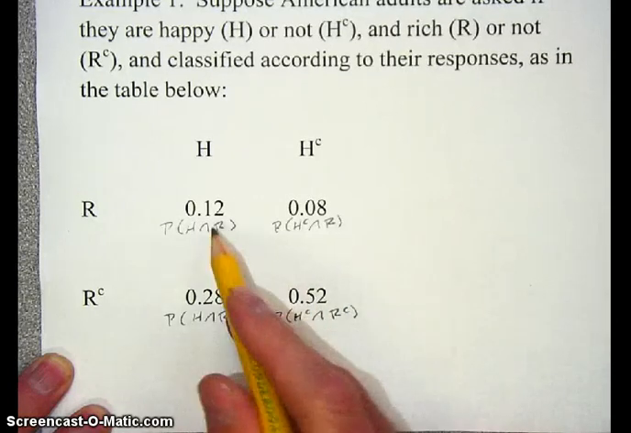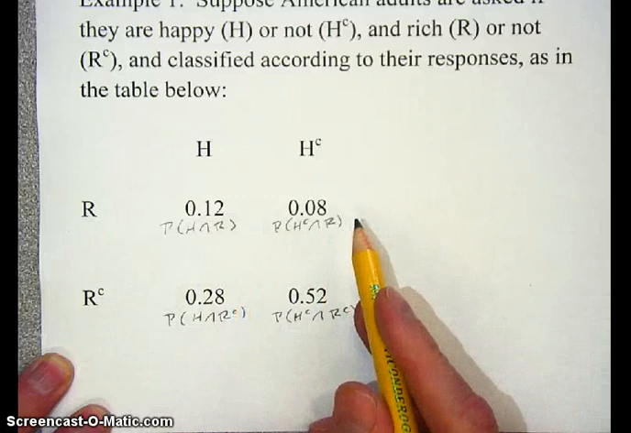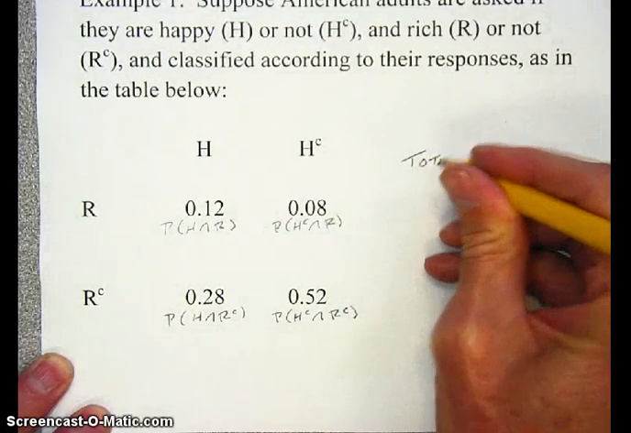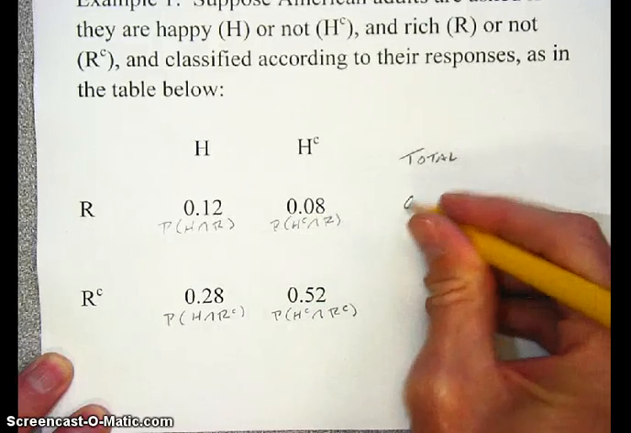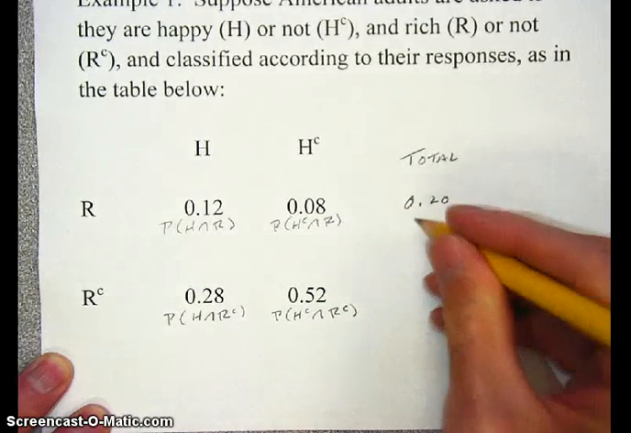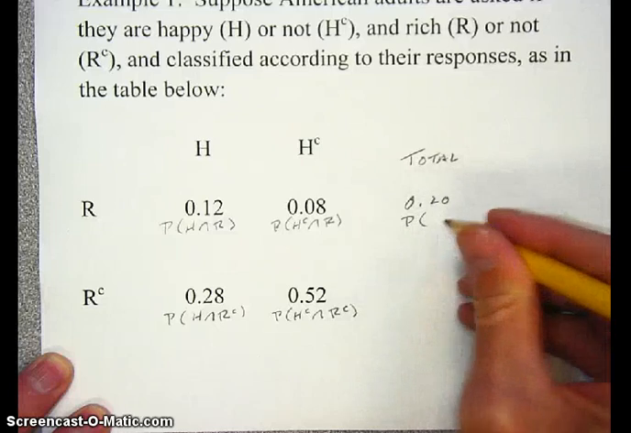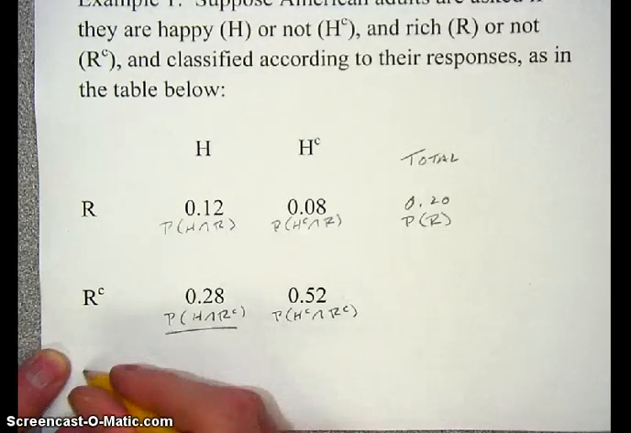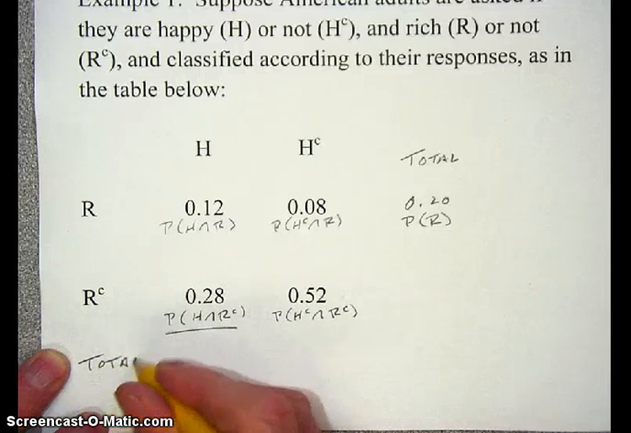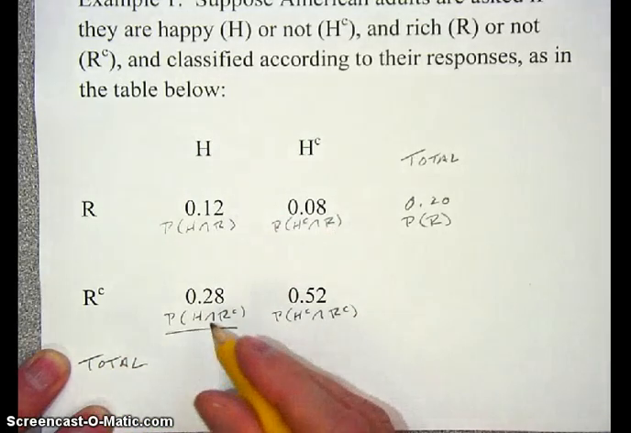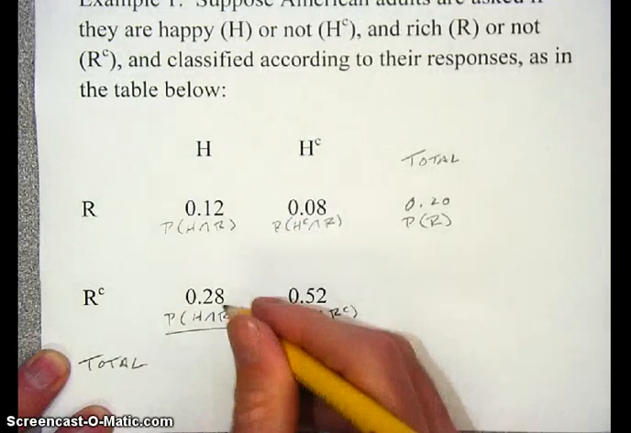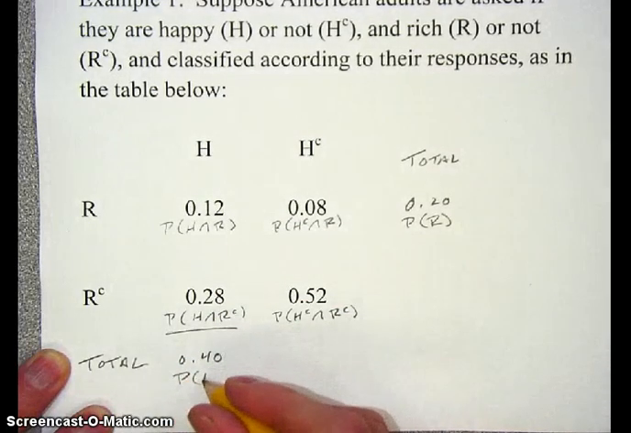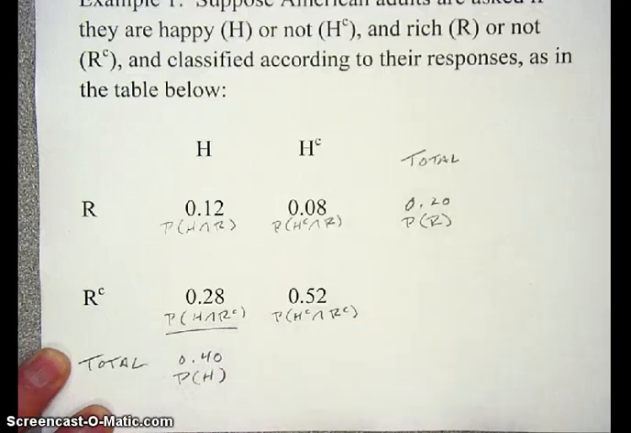Now, if you want to figure out the total proportion of people who are rich, you just add across the row and get the row total. That's going to be 0.20, and that's the proportion or probability that somebody is rich. Down here, if we calculate this column total, we get the proportion of people who are happy, and that's 0.12 plus 0.28 or 0.4. So 40% of the people are happy, and 20% of the people are rich.